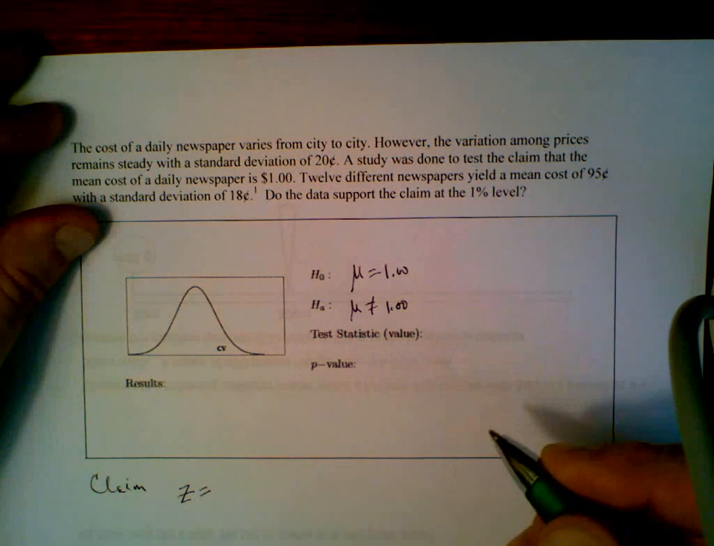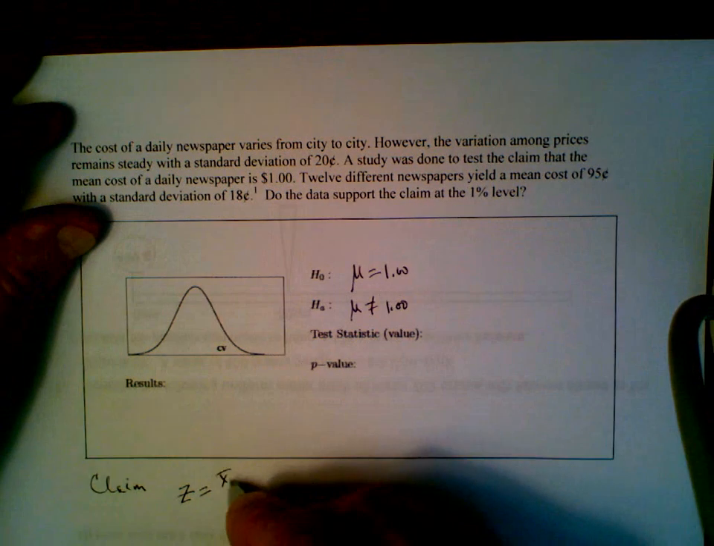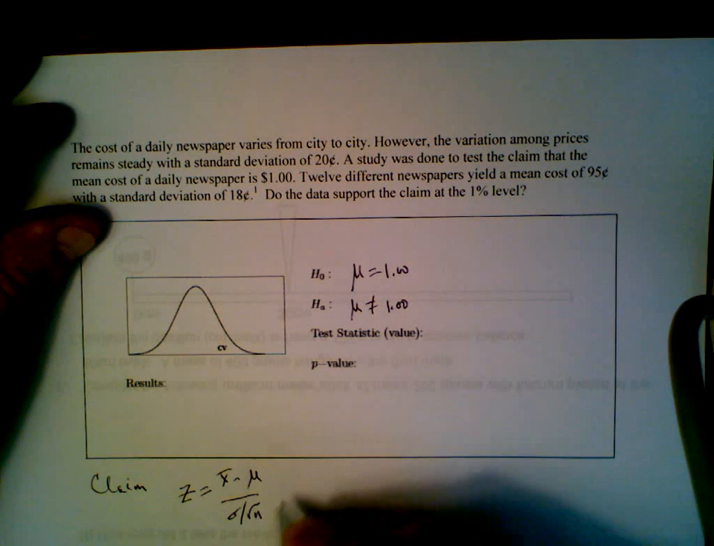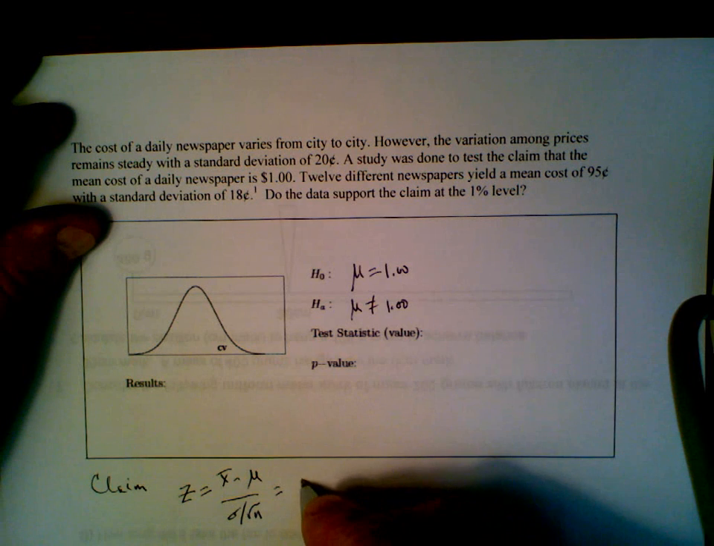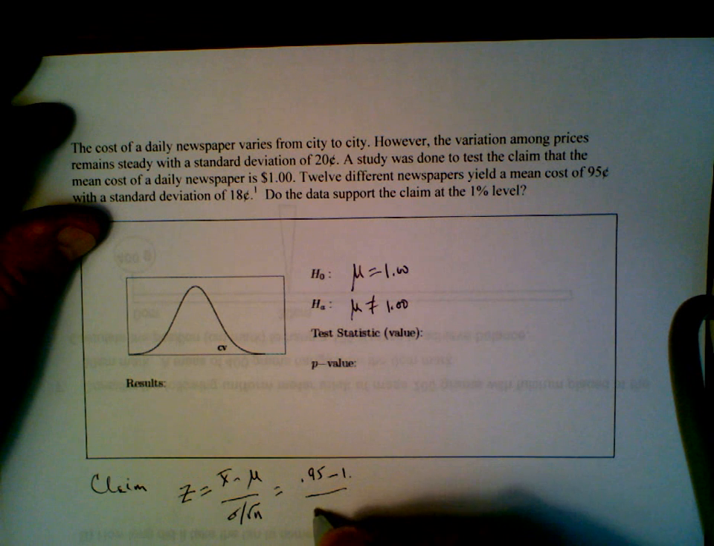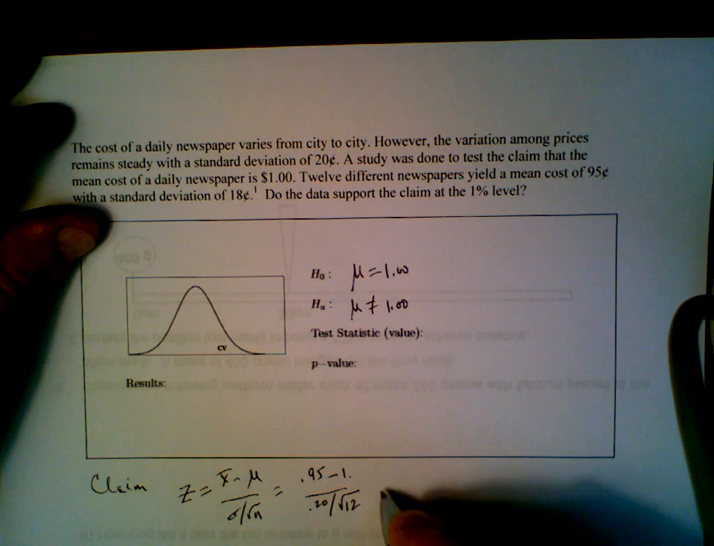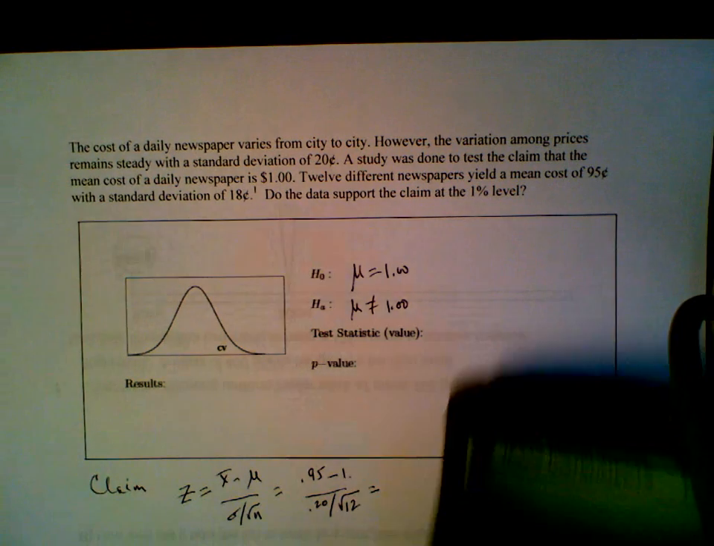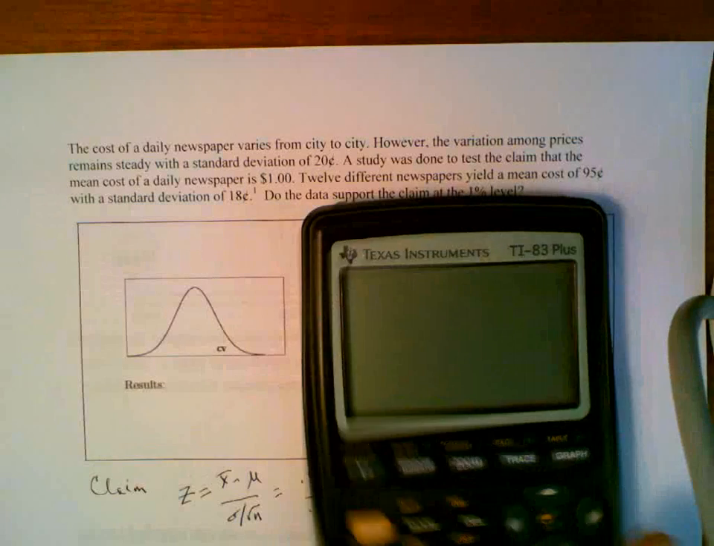Second thing, the test statistic. The test statistic for a one sample z-test is x bar minus mu divided by sigma over the square root of n. In this case, we have 95 cents minus $1 divided by 20 cents divided by the square root of 12. And I'll do that with the calculator.